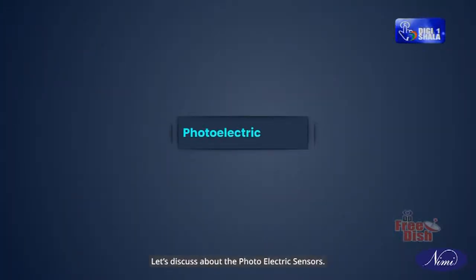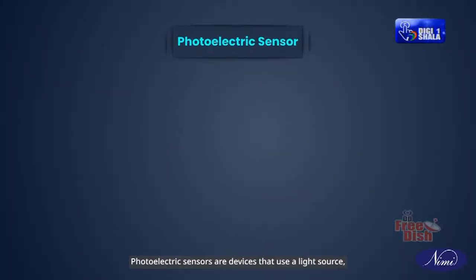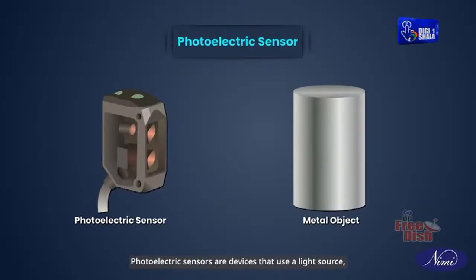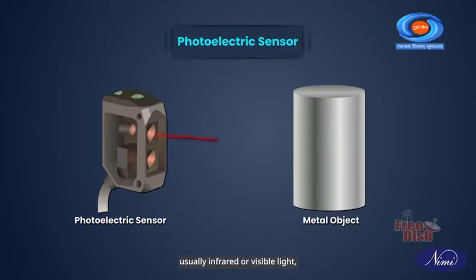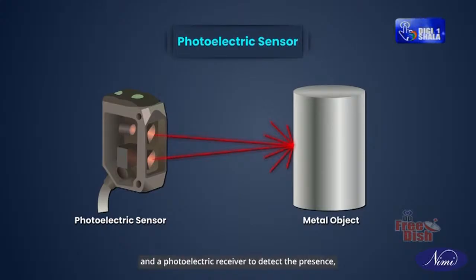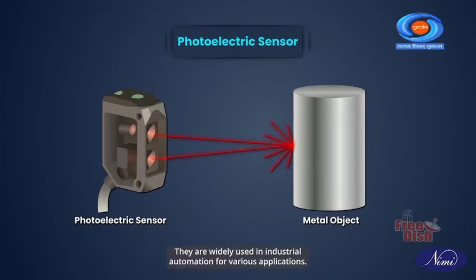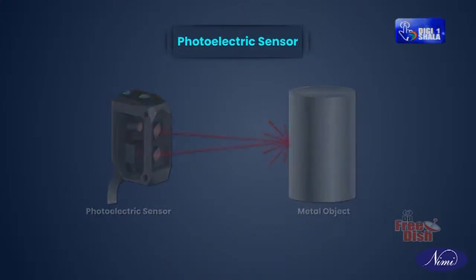Let's discuss photoelectric sensors. Photoelectric sensors are devices that use a light source, usually infrared or visible light, and a photoelectric receiver to detect the presence, absence, or other characteristics of an object. They are widely used in industrial automation for various applications.